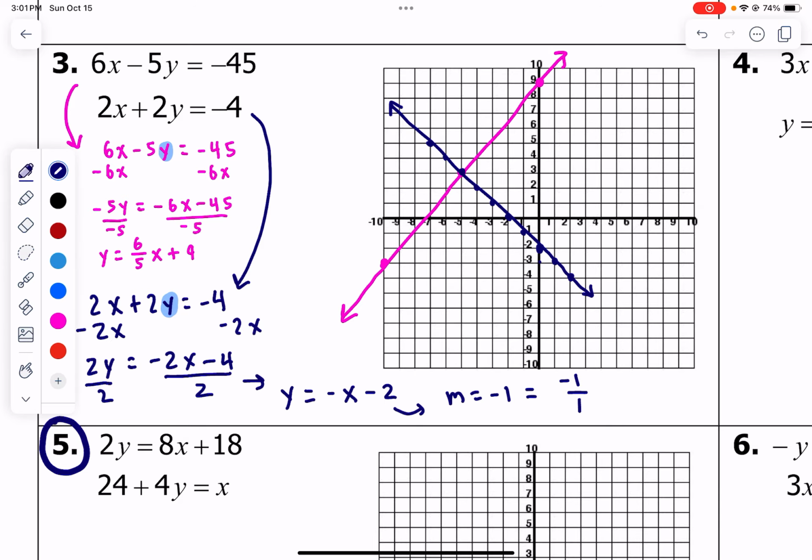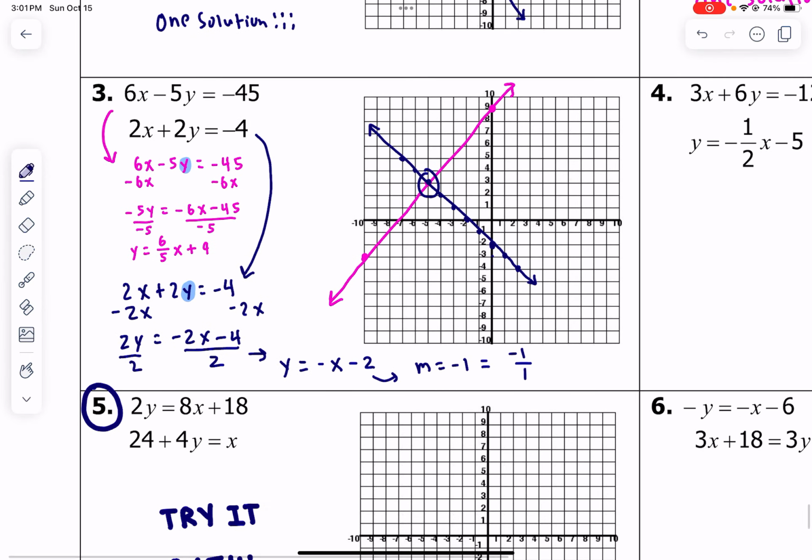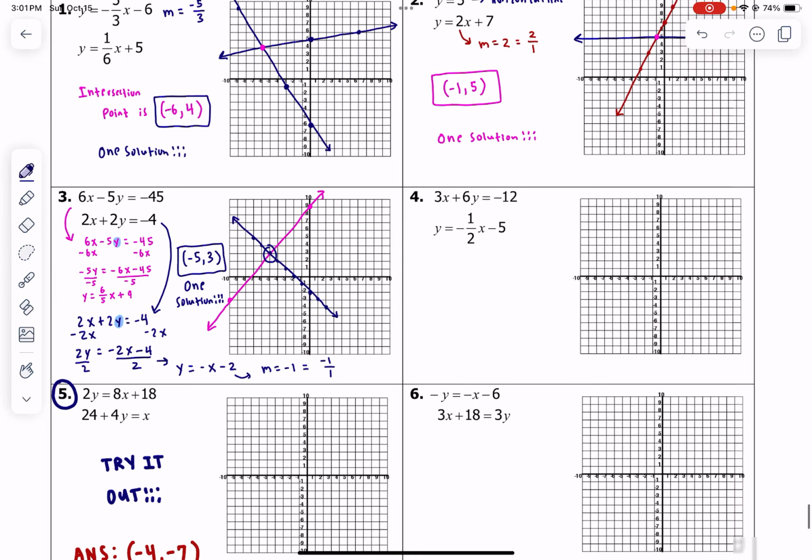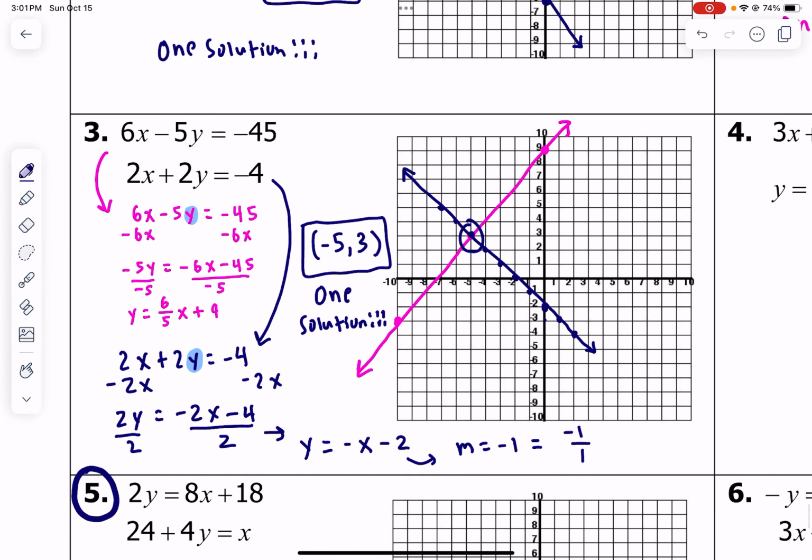And you'll see that the intersection point right here would be -5, 3. -5, 3. And that would be your solution. Once again, here in this case, we got one solution. Okay. So hopefully that was helpful.